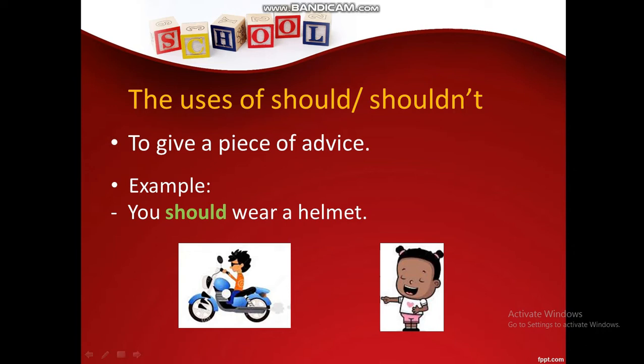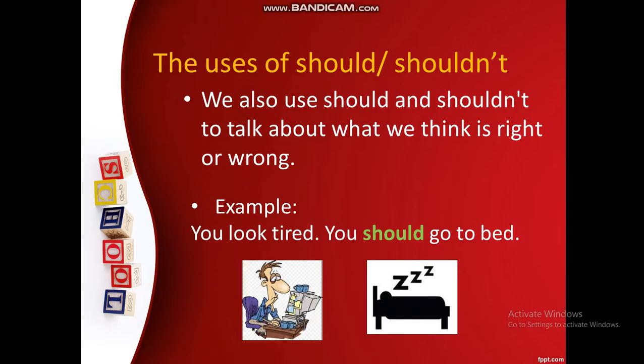Okay, return to our lesson, which is the uses of should or shouldn't. We use should or shouldn't to give someone a piece of advice. For example, this girl is telling this boy, you should wear a helmet. We are completing the uses of should or shouldn't.